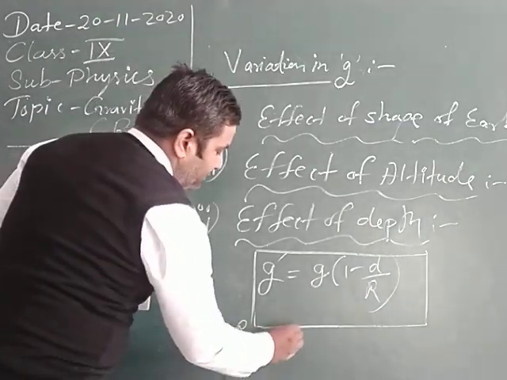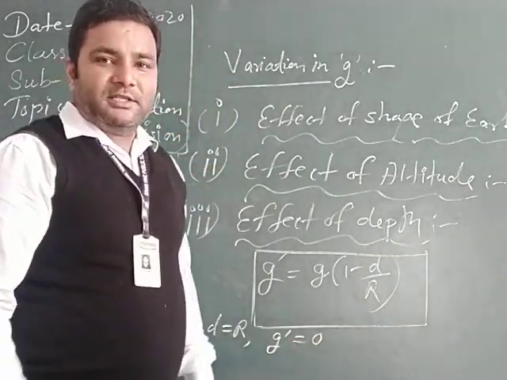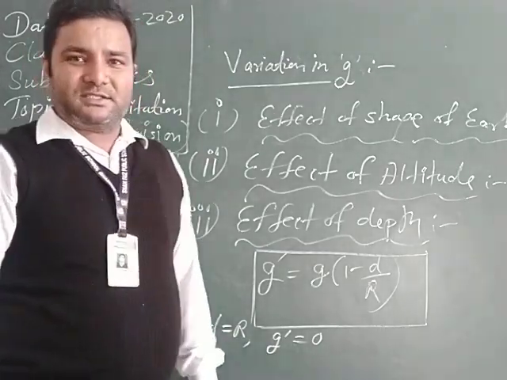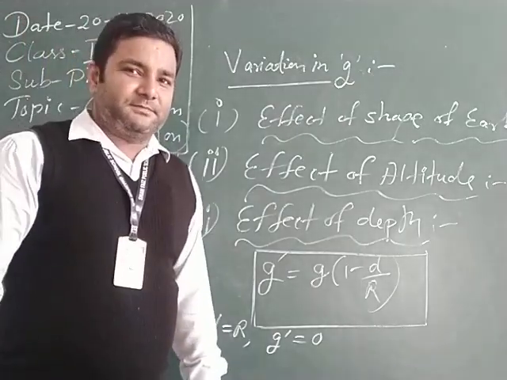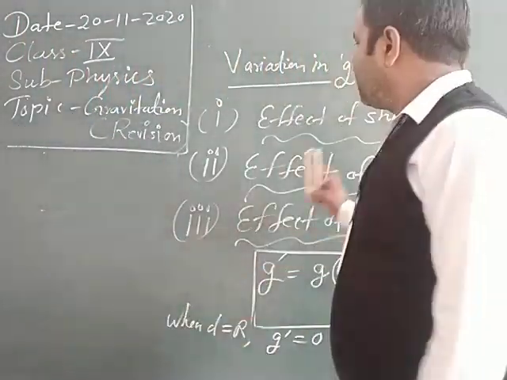then g' is equal to 0. And whenever g' is equal to 0, the weight of an object at the earth's center will be 0. It means a weightless condition, just like in free fall. Clear? So after variation in g, the next concept is what?